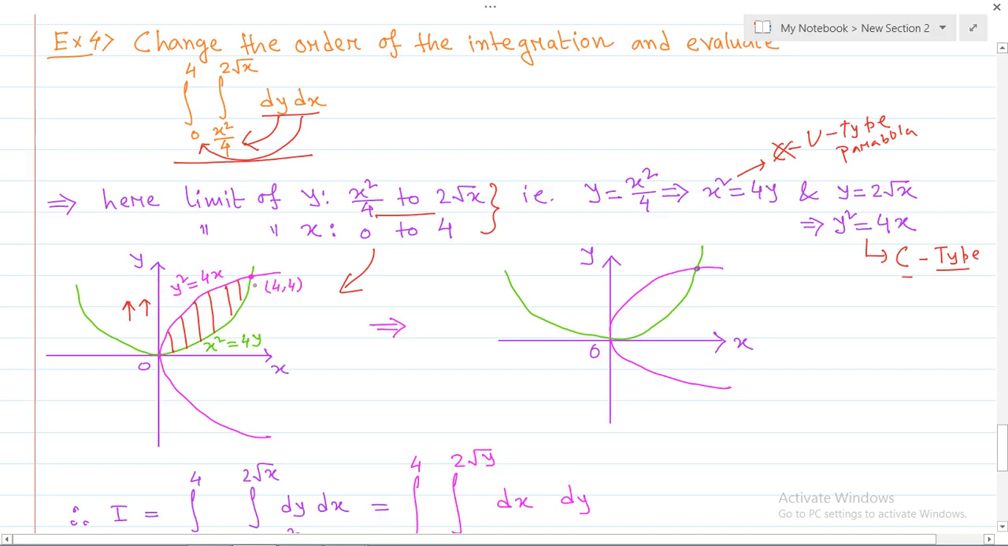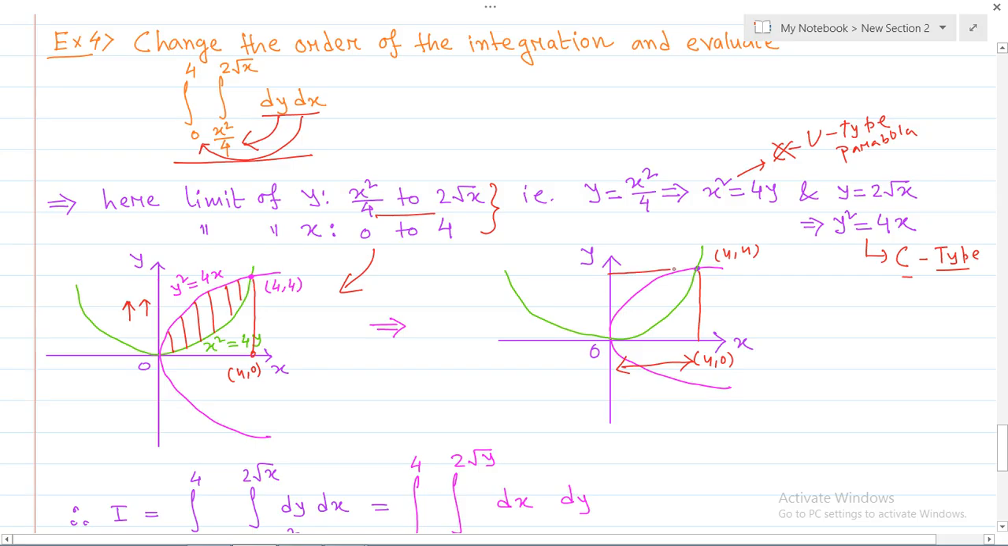Okay, now this is the 4,4 point. From here if we draw a perpendicular, it will meet the x-axis at the point 4,0. The same diagram we have to redraw again. So this is the coordinate of the point 4,4. We have to draw a perpendicular here. This is the point having coordinate 4,0. So what is the range for x? We can see here x will vary from 0 to 4.